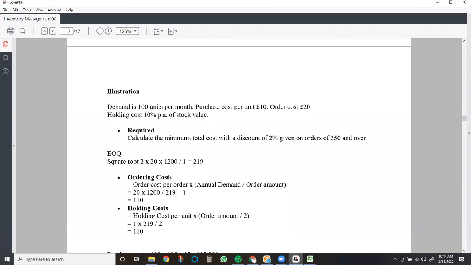Demand is 100 units per month. Purchase cost 10 pounds. Ordering cost 20 pounds. Holding cost is 10% of the stock value. Now, this is also important.